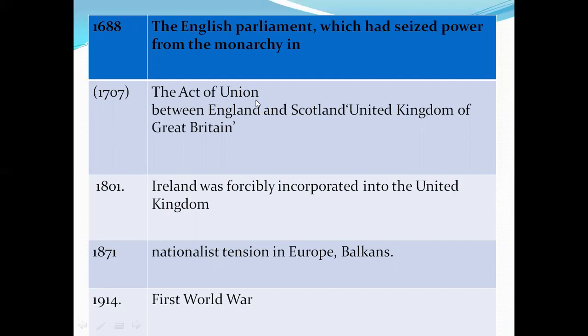1707, the Act of Union was passed between England and Scotland, which formed the United Kingdom of Great Britain. 1801, Ireland was forcibly incorporated into the United Kingdom. 1871, nationalist tension in Europe, in the Balkan region. The Balkans were the main reason for the tension here. And in 1914, the First World War broke out, and this led to a big disaster for the world.